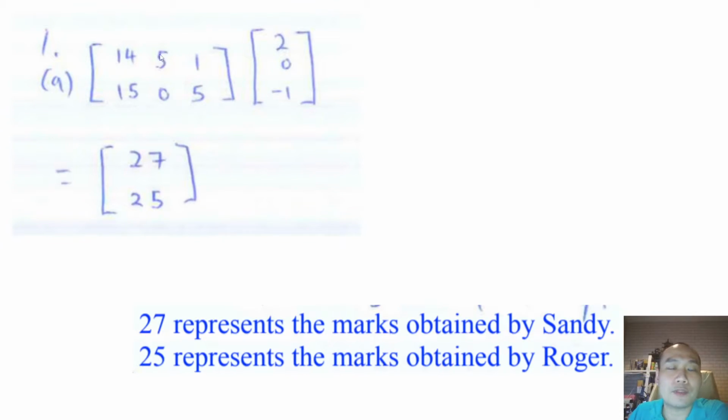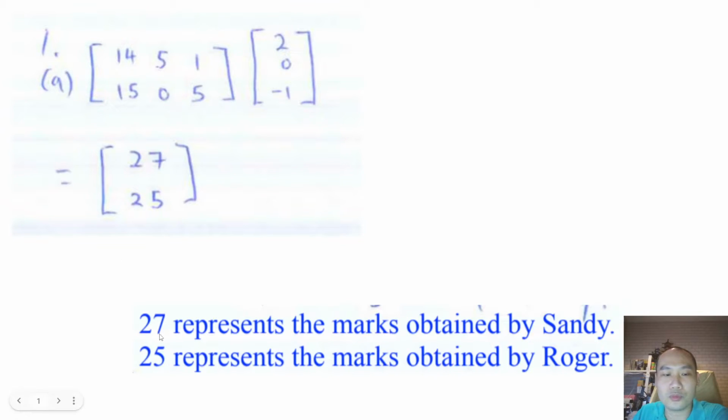So we have analyzed that the column of the first matrix actually matches with the row of the second matrix. Now we go on to the column of the second matrix. The column of the second matrix represents the marks awarded, right? So marks awarded, okay, is 2 marks for correct, 0 marks for non-attempt, -1 for incorrect. So since the column here represents the marks, when we come down to the final result, for the row, we take the meaning of the row from the first matrix, which is Sandy and Roger, and the column, we take it from the second matrix, which is marks.